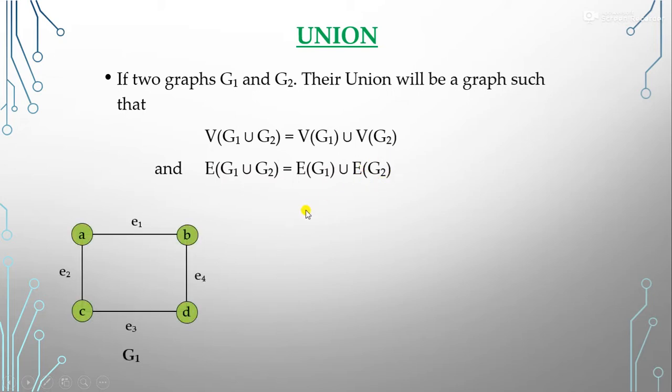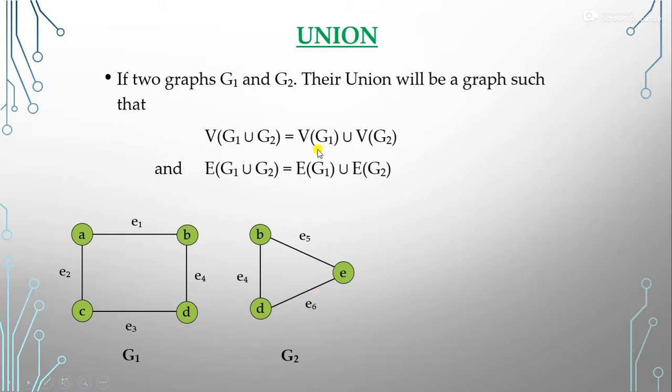So how can you see this? Suppose our graph G1 is this. Here the vertices are A, B, C, D. Four vertices and four edges are there: E1, E2, E3 and E4. And for the other graph G2, we have three vertices, B, D, E, and three edges, E4, E5, E6. So now what will be the union of these two graphs? It means G1 union G2.